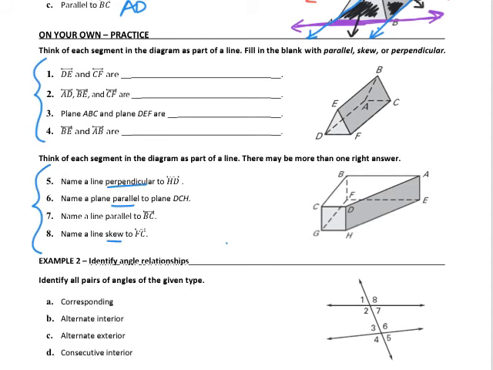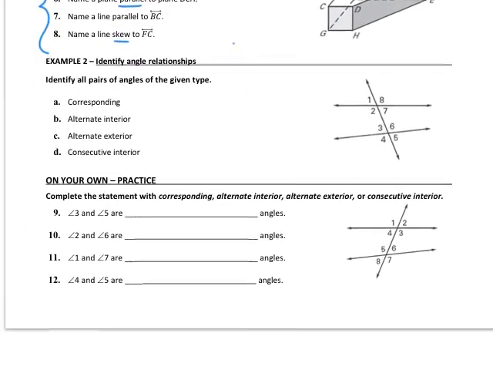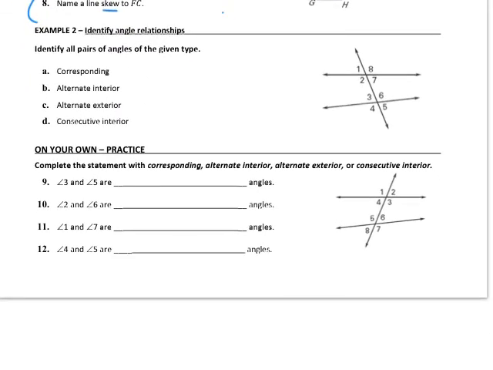And then I'm going to do example number 2, identify angle relationships. So we need to identify all pairs of angles of the given type. So remember, corresponding angles are on the same side of the transversal. Okay, and then they're also in the same position. So they could be upper left, upper right, lower left, lower right. So if we look at angle 1 is in the upper left of the intersection here. So which one goes with angle 1? Angle 3. So we say angle 1 and angle 3 are corresponding.